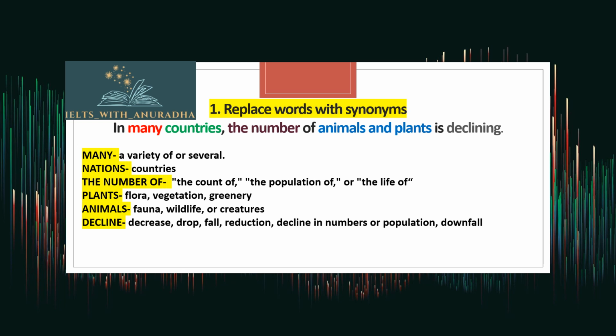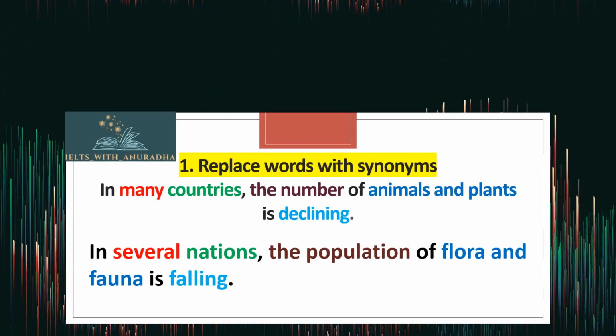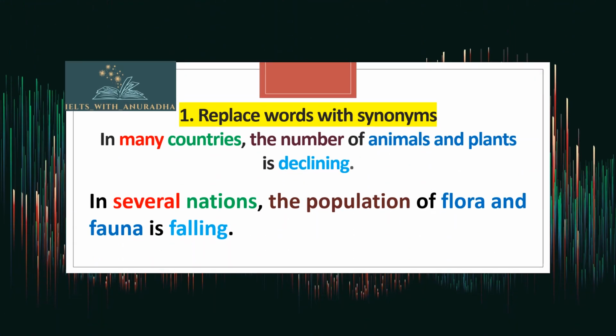The next words we have here are plants and animals. So the word plants can be replaced with flora, vegetation, greenery, and animals can also be found as fauna, wildlife, or creatures. So the final word is decline, which can be replaced with decrease, drop, fall, reduction, decline in numbers or population, or even downfall. So this is what our paraphrase sentence will look like.